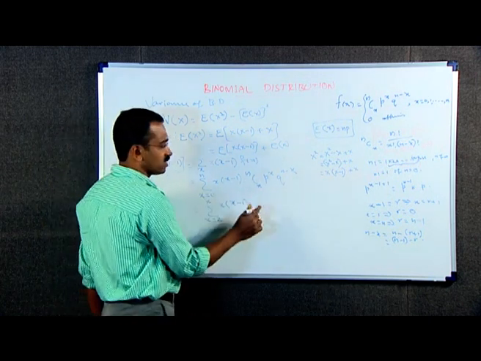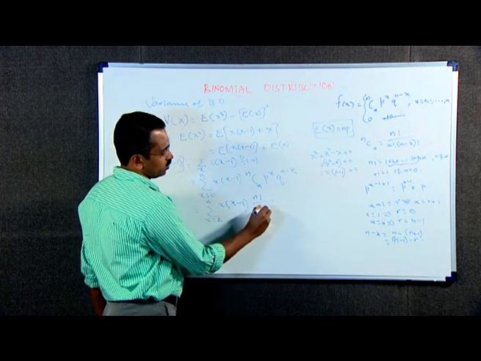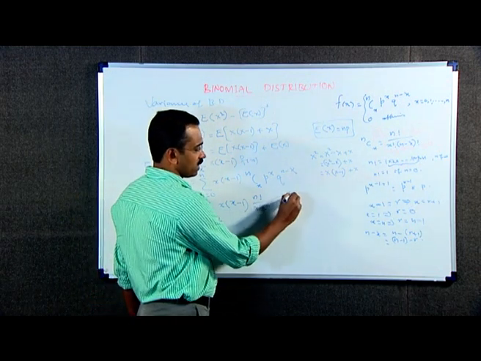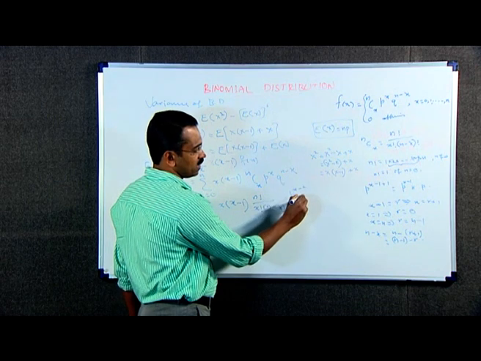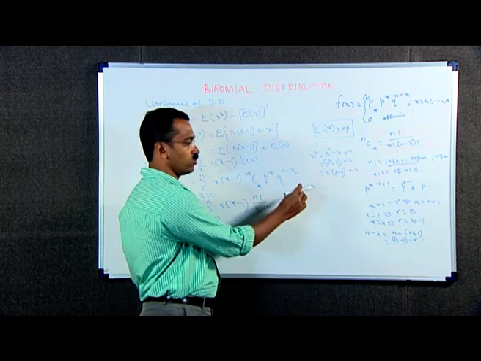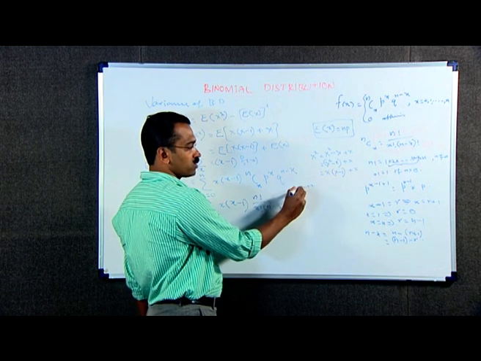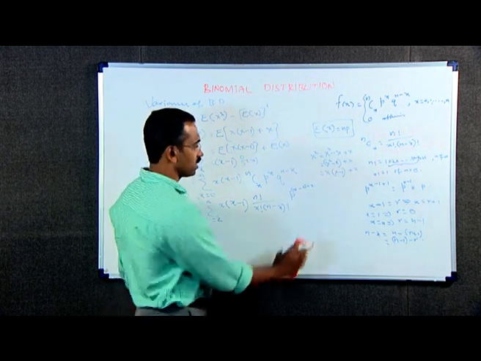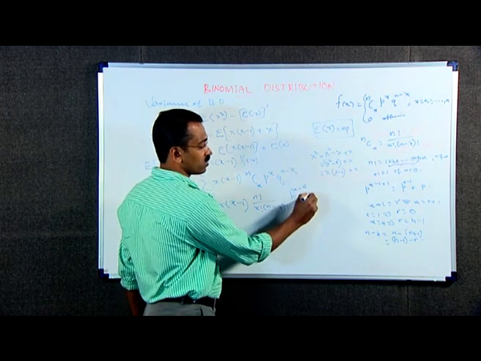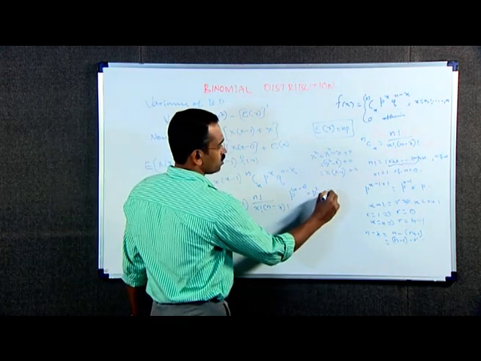By definition of nCx, it is n factorial divided by x factorial into n minus x factorial. p raised to x can be taken as p raised to x minus 2 plus 2. That is, we just add 2 and subtract the same. p raised to x minus 2 plus 2 can be written as p raised to x minus 2 into p square, into q raised to n minus x.